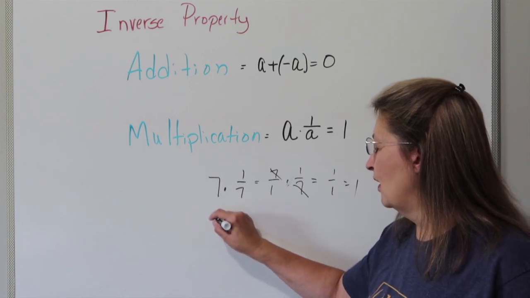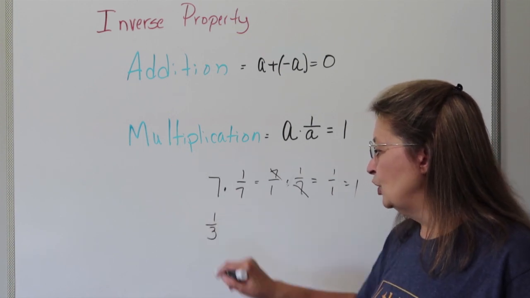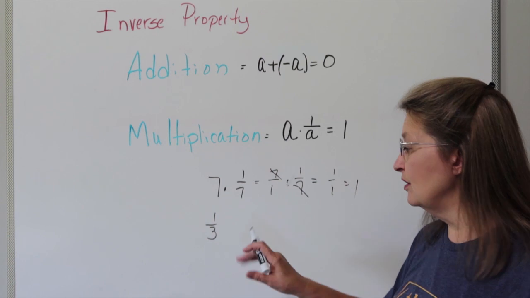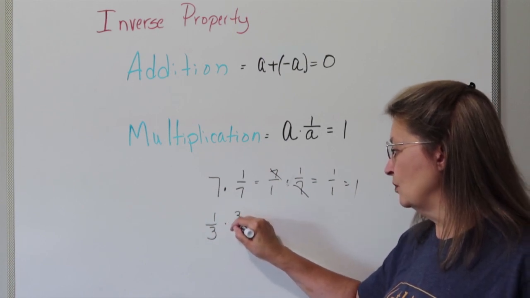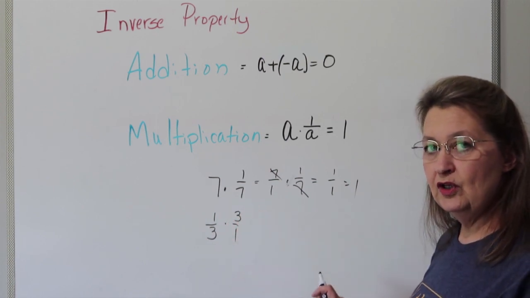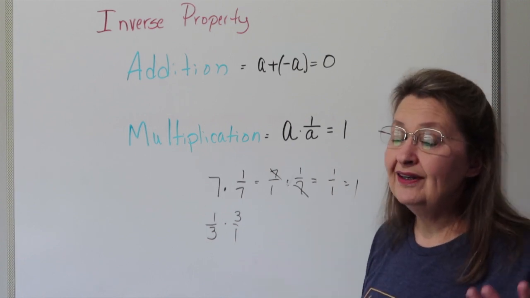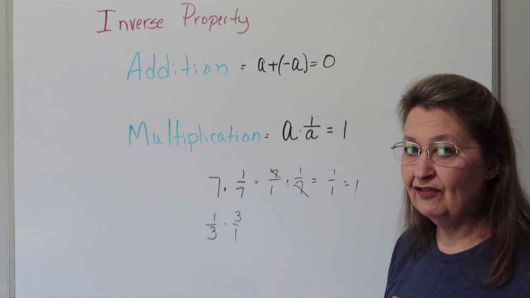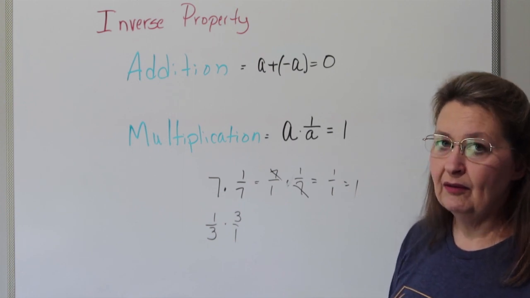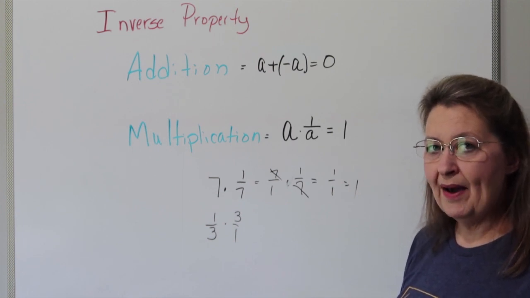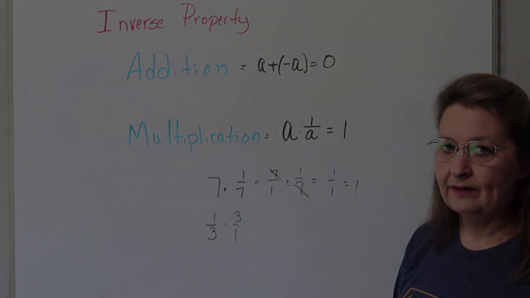If you have 1/3, your multiplicative inverse there is going to be the opposite. It's 3 over 1. So that when you multiply them, you get 1. Believe it or not, even decimals have a multiplicative inverse. There is a number for every number that you can multiply by it and get 1.